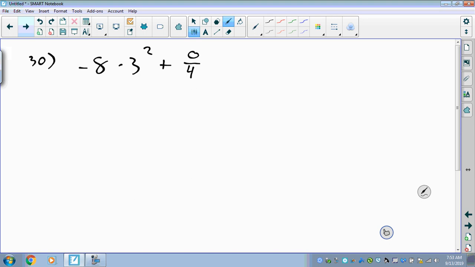All right, here. I think that's a multiplication step, so we're going to pretend it is. First thing, exponents. Negative 8 times 9 plus 0 over 4.